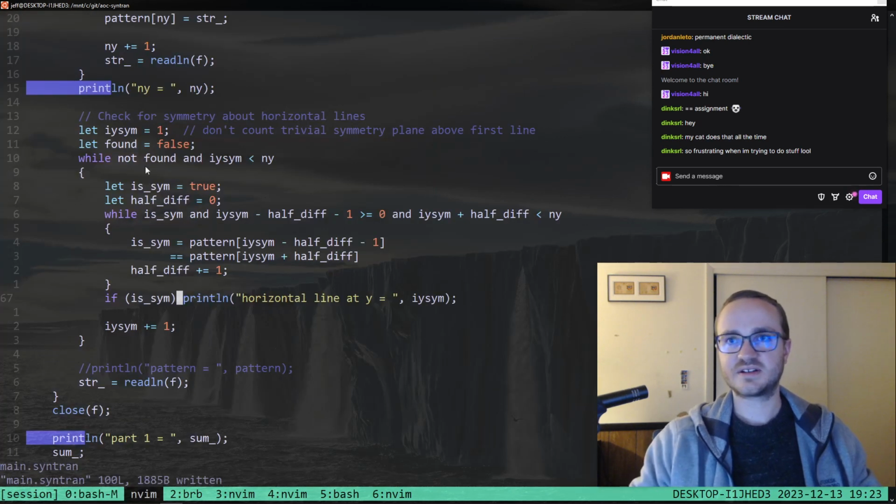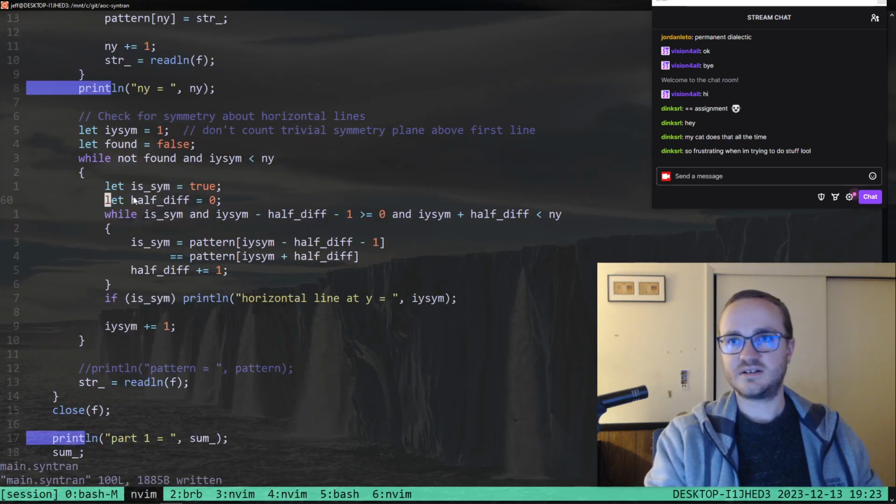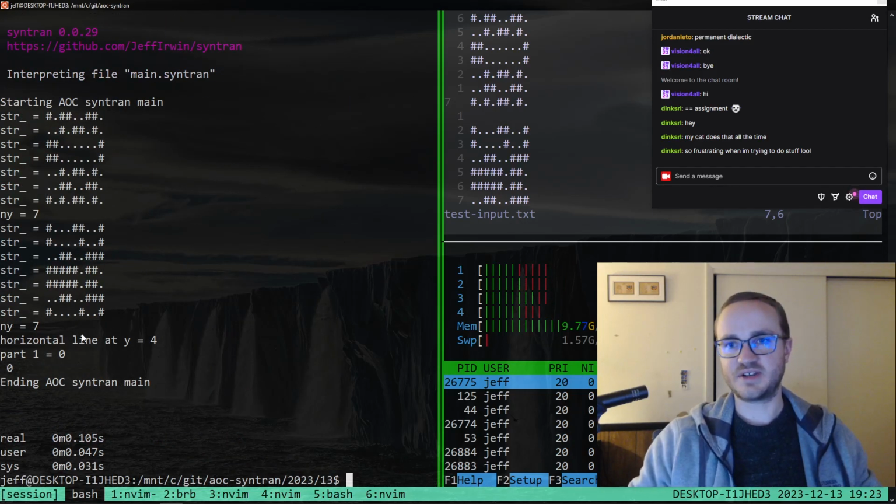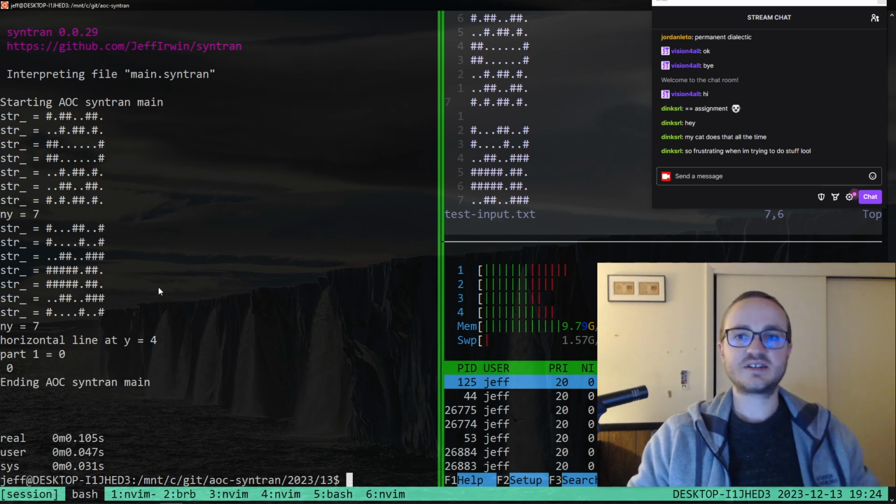That doesn't work. Oh, I forgot a semicolon. Okay, so we have a horizontal line of symmetry at y equals 4. That's correct.